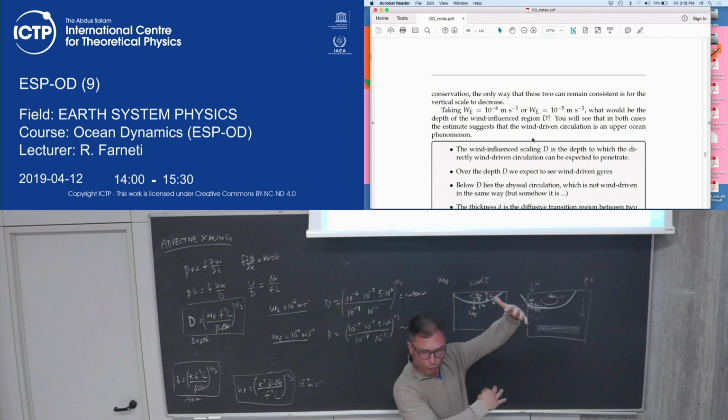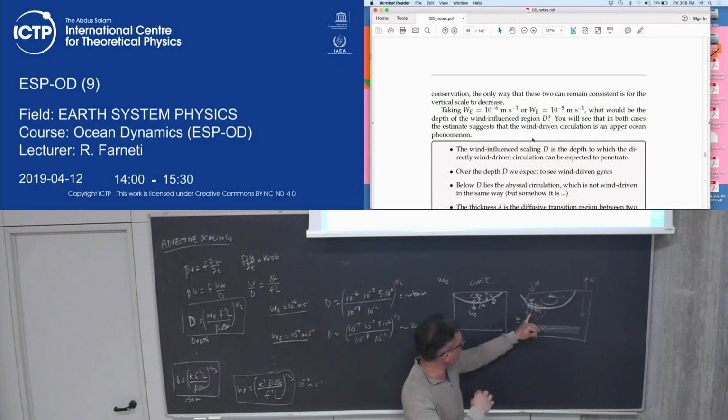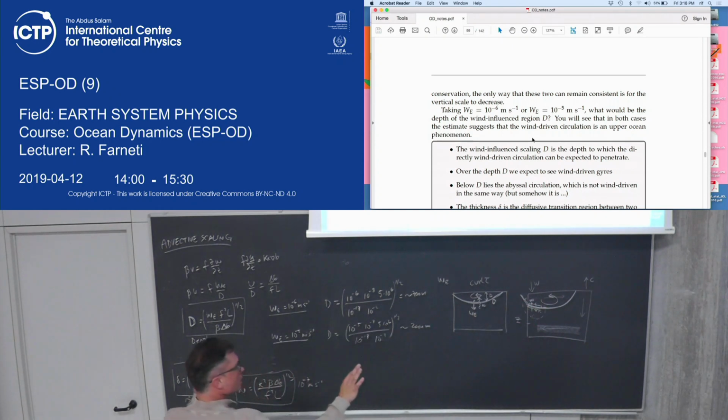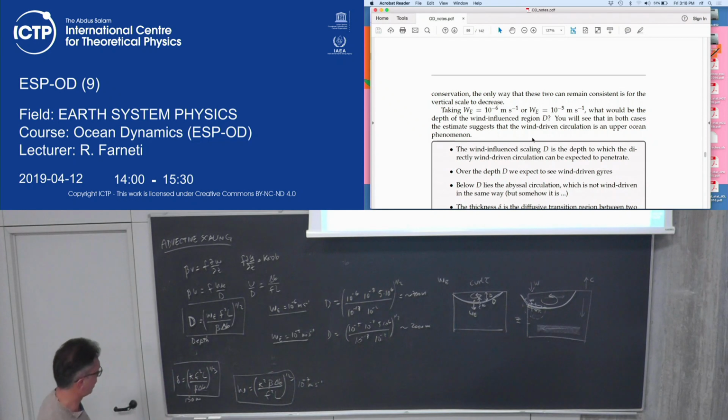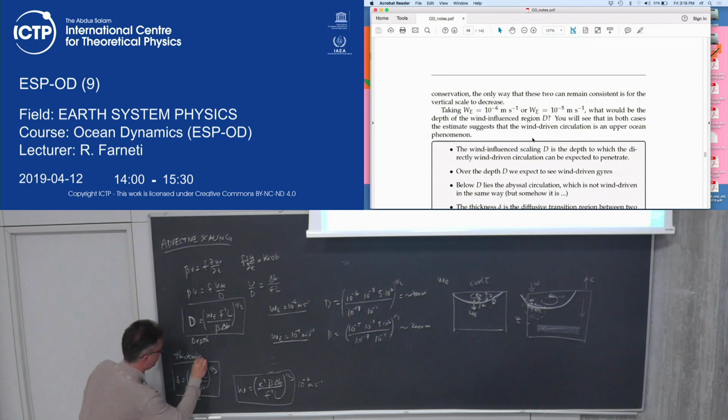Above that you have warm water, below that you have cold water. In between you have a region where diffusivity is mixing the water, and there is an upward velocity between the cold water and the warm water. So that, without winds, that's just a diffusive process, is this delta, which is actually the thickness of the thermocline.